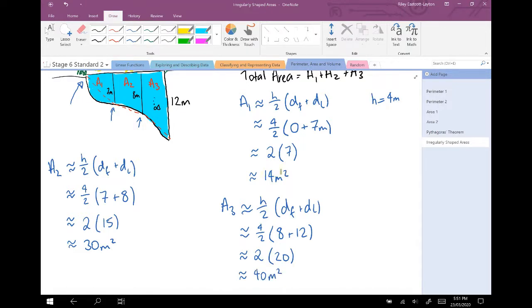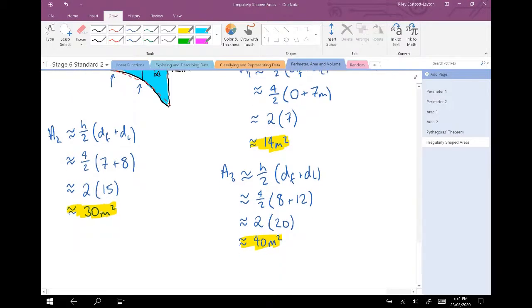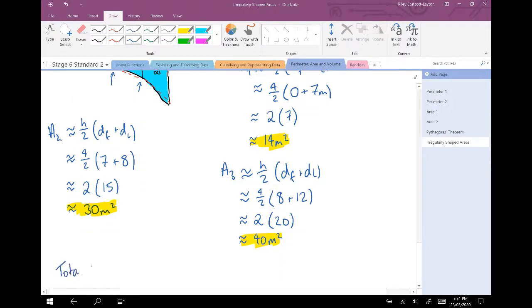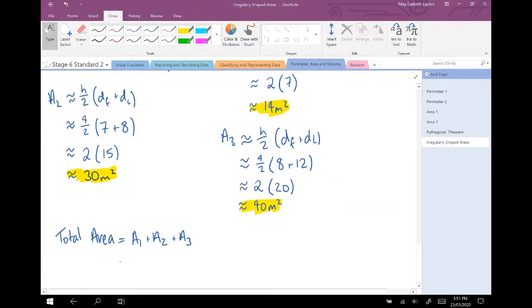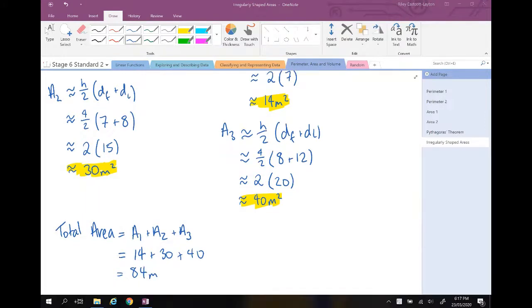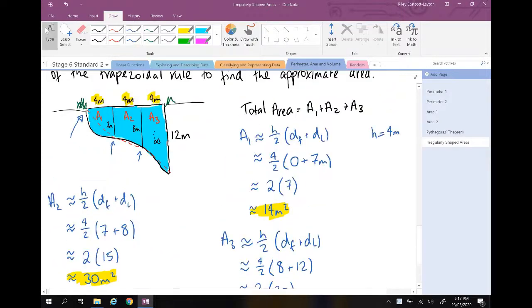The last thing we've got to do is, there's one answer, there's one answer, there's one answer, and we've got to add them all up. So the total area, as our rule before, was A1 plus A2 plus A3. We're going to sub these in. 14 plus 30 plus 40 is 84 meters squared.